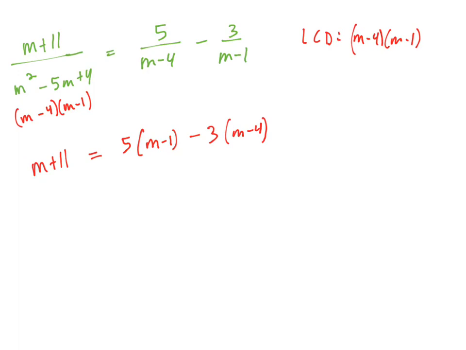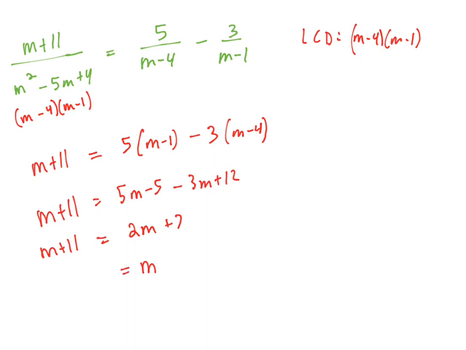Okay, so let's go ahead and solve this. m plus 11 is equal to 5m minus 5 minus 3m plus 12. We get 2m plus 7 on the right-hand side. So I'm left with m is equal to positive 4. Now, if I plug in 4 right here, that is not going to check. So, in fact, we would say that there is no solution to this equation.